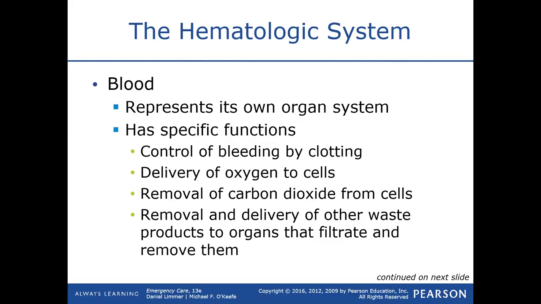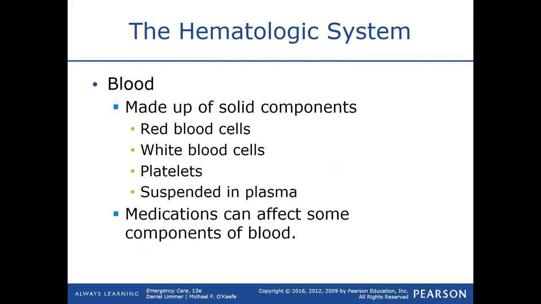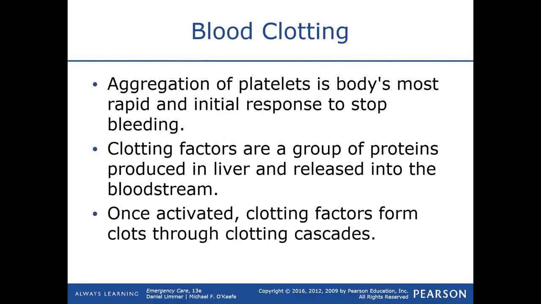So it's used to control the bleeding by clotting, delivers oxygen to the cells, removes carbon dioxide from the cells, and delivers waste products to organs to filter and remove them. Okay, blood's made up of solid components. It's made up of white blood cells, red blood cells, platelets, and it's suspended in plasma. All right, medications can affect some components of the blood.